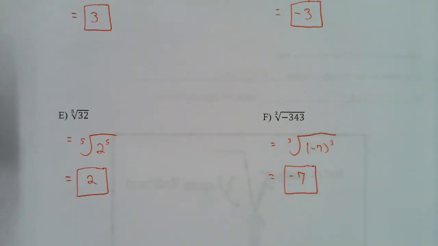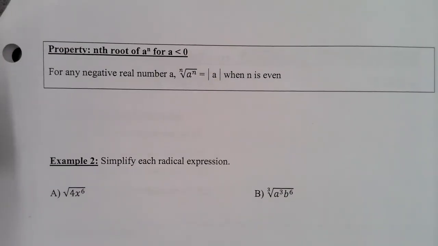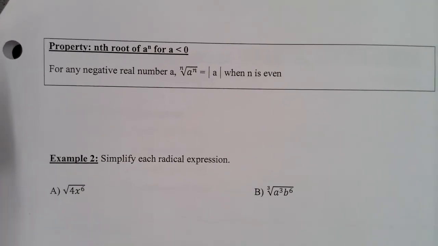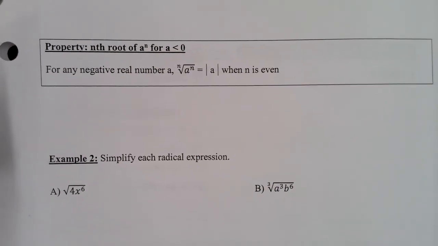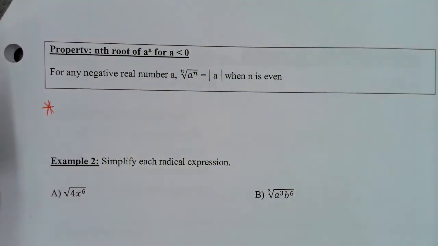Okay. The next page. Property: nth root of a to the n for a less than 0. For any negative real number a, the nth root of a to the n equals the absolute value of a when n is even. Okay. So here's what you need to know. This is important, and you need this for the IXLs.